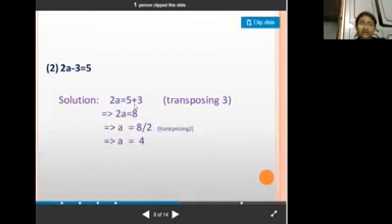2a minus 3 is equal to 5. ये वाला -3 इस साइड पे चला जाएगा तो प्लस हो जाएगा, ट्रांसपोजिंग 3. 2a is equal to 8 आ जाएगा. a is equal to, ये 2 मल्टीप्लीकेशन में है, दूसरी साइड पे जाकर डिवाइड हो जाएगा, तो 8 डिवाइड बाय 2 दैट इज a is equal to 4.